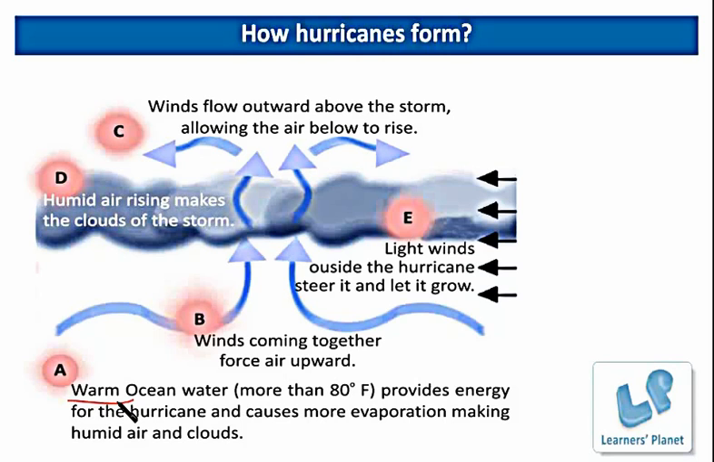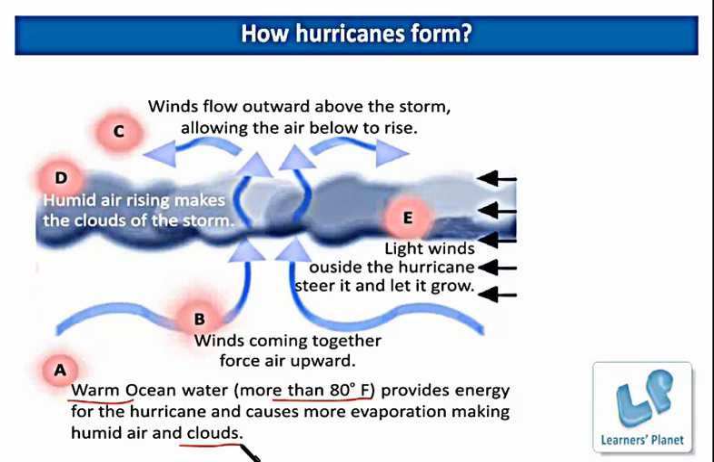Now the first step which actually leads to the formation of hurricanes is warm ocean water. Now here, when warm ocean water is 80 degrees Fahrenheit or more, then what happens? It provides energy for the hurricane and it causes more evaporation, making humid air and clouds.